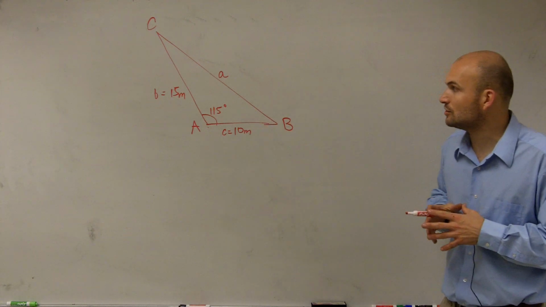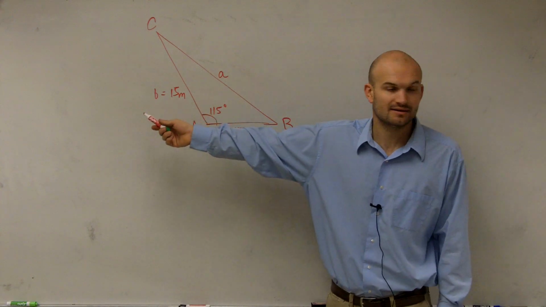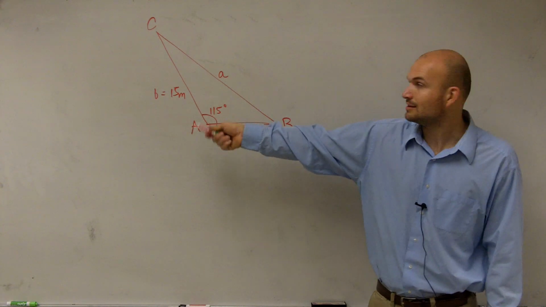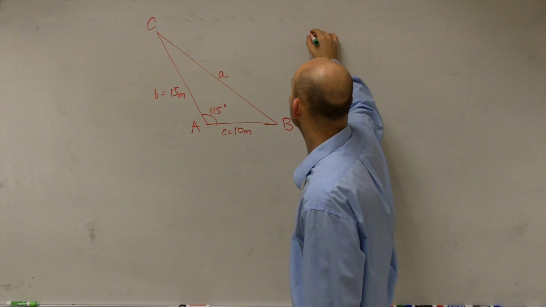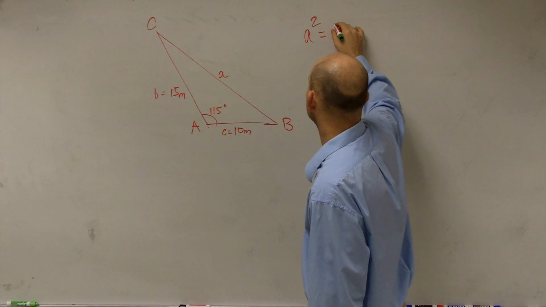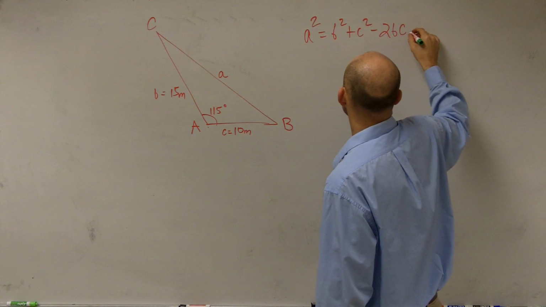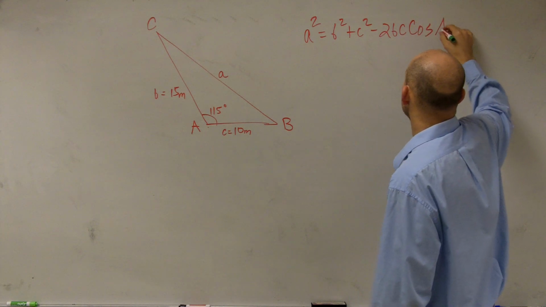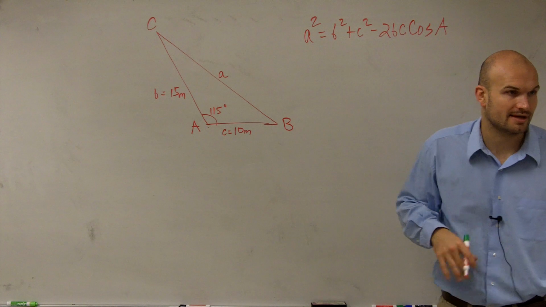And the best idea to work on this is, well, I'm given b and c, and I'm given angle A. Let's go and evaluate for the side length a. So by applying law of cosines for A, we'll have a squared equals b squared plus c squared minus 2 times b times c times the cosine of A. All right, so that's your law of cosines, and we want to find the value of a.